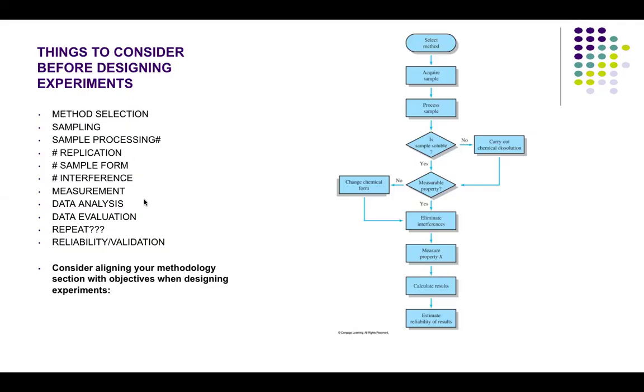Because without replication, you cannot do data analysis. You cannot do statistics, like standard deviation, without replication. Okay, sample form will, of course, involve sample processing and removal of interference. Some of the samples require you to remove interference, and after all these processes, then comes the measurement. Definitely this is the ultimate. You measure and you get data.